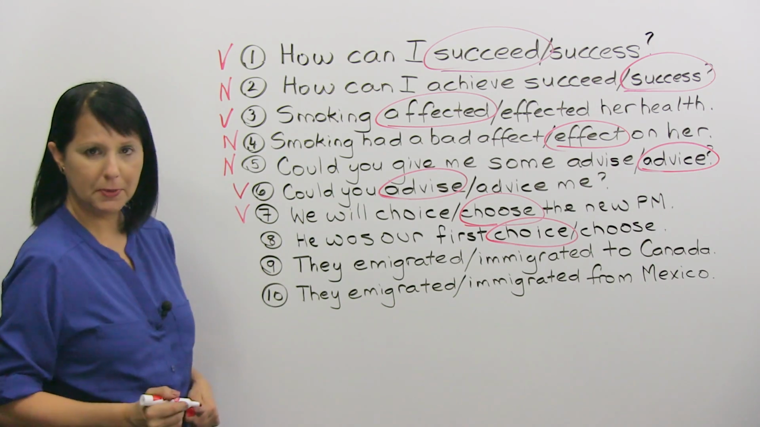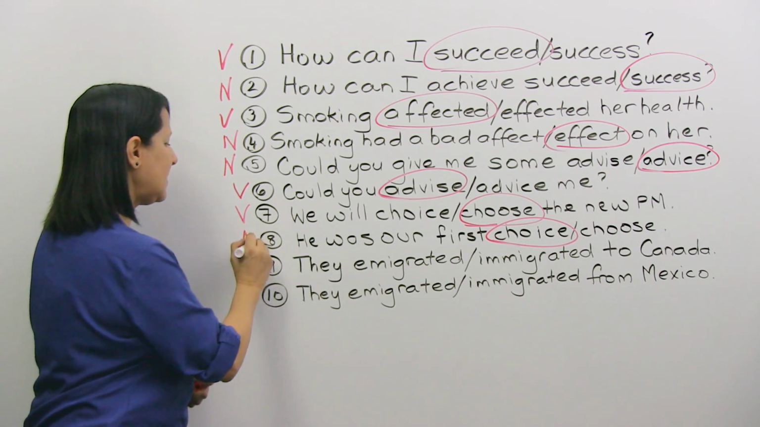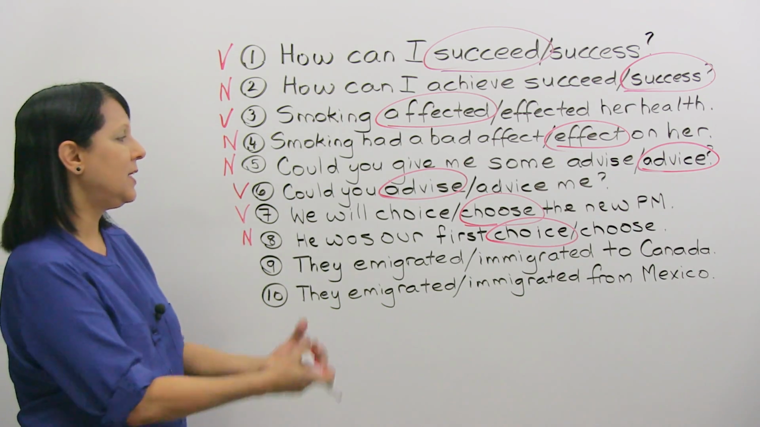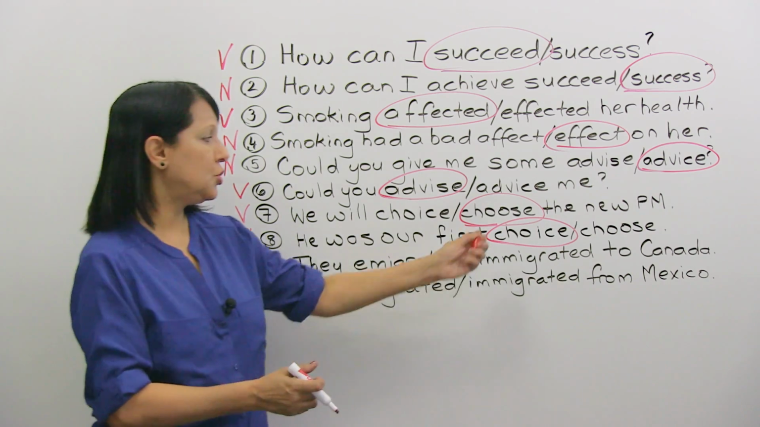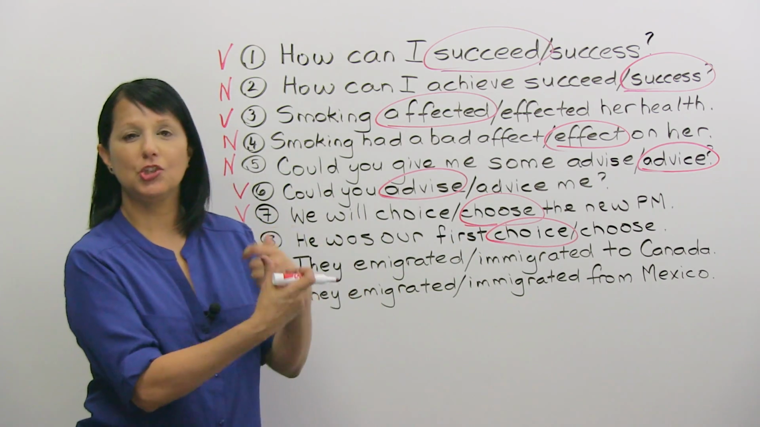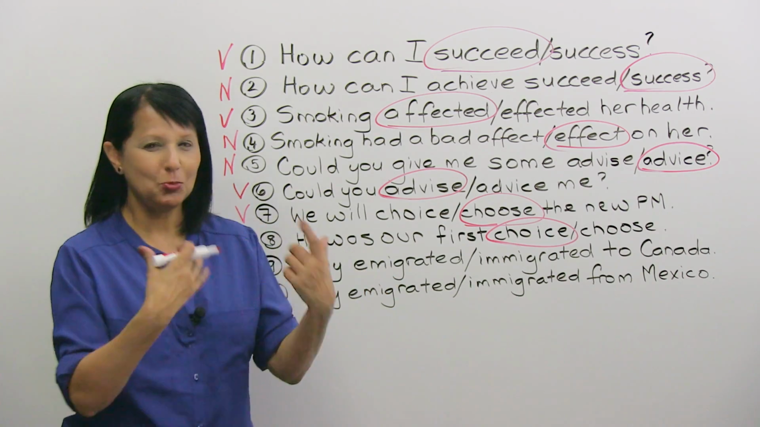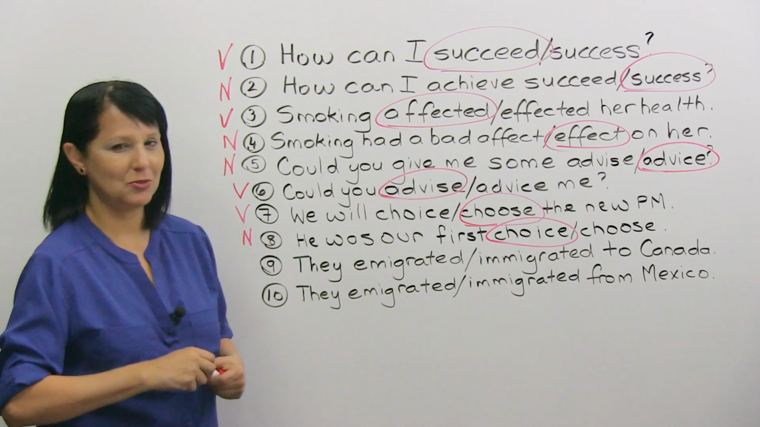Okay, so here again, choose is the verb and choice is the noun. Okay, we made a choice, but we chose him. Choose in the past becomes chose. All right, choose, chose, choice. You have to work with them, all right, to really master those words.